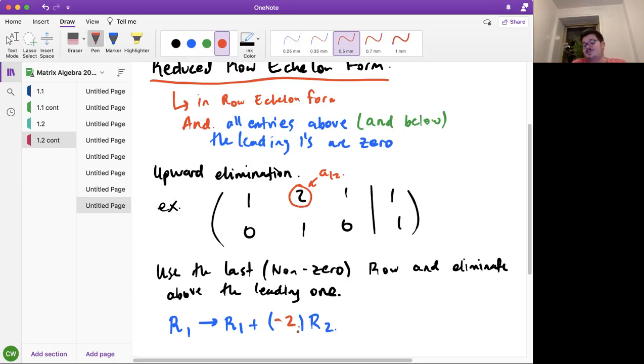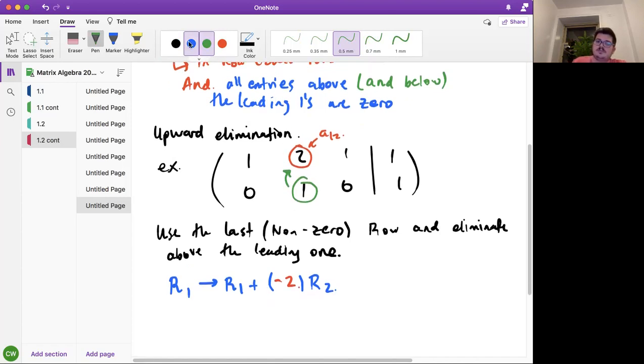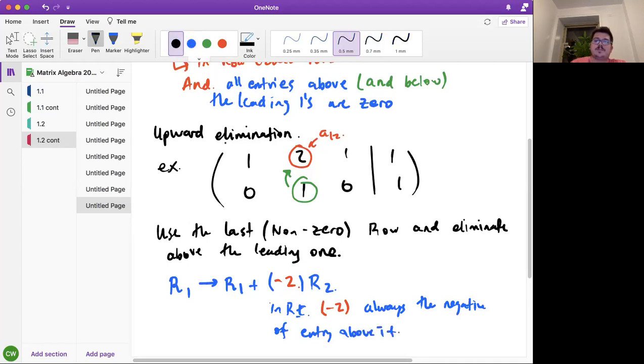Right. And what's nice about row echelon form is that since this is a 1, this is a very easy calculation, right? It's always going to be the negative of the entry above it. Okay, so let's do that.